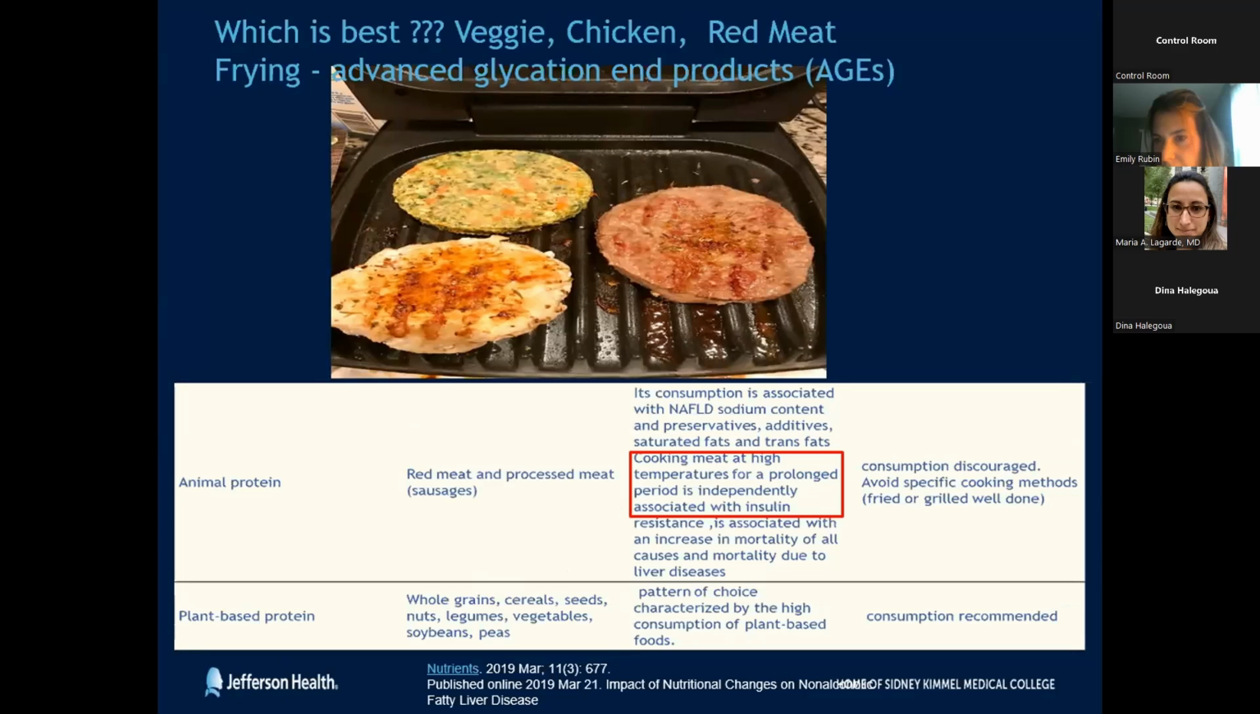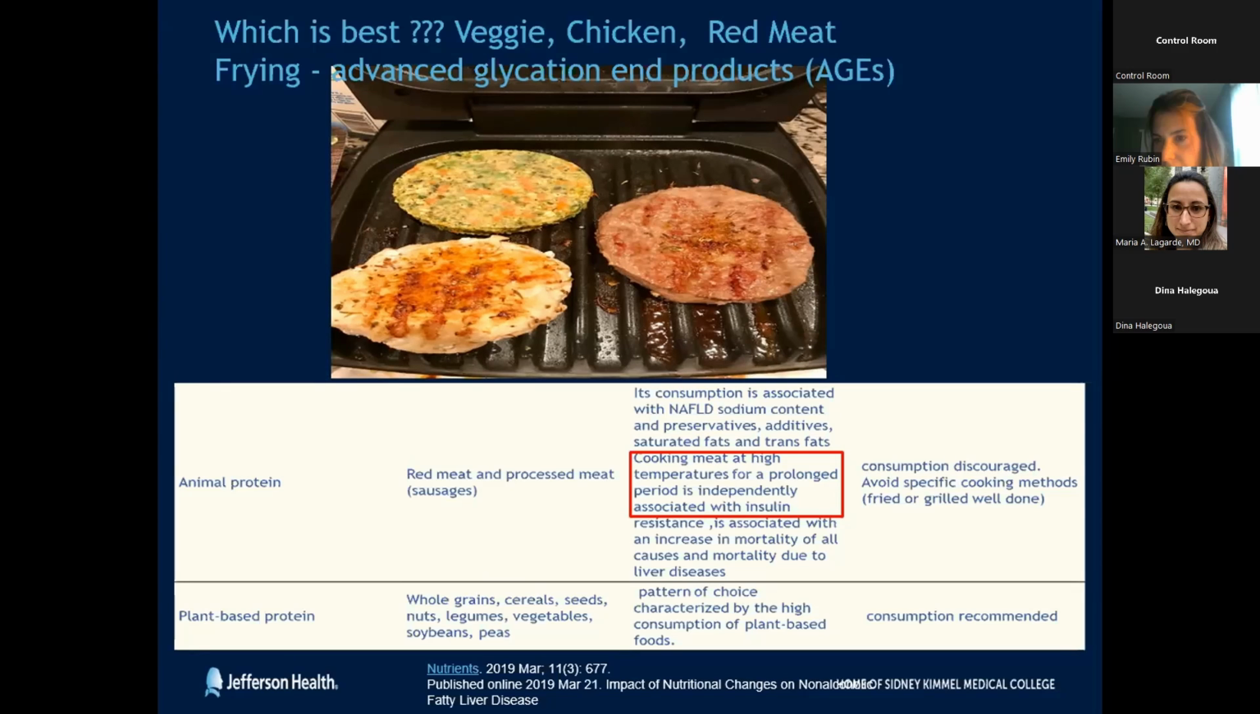Vegetable-based, chicken, or red meat. So the thinking behind that is we want to always try to choose more plant-based, which is the plant-based burger. But there was a study showing when you cook, even if it's chicken or red meat, at a really high temperature, it can actually have an effect a little bit, like when you fry foods, on fatty liver as well.